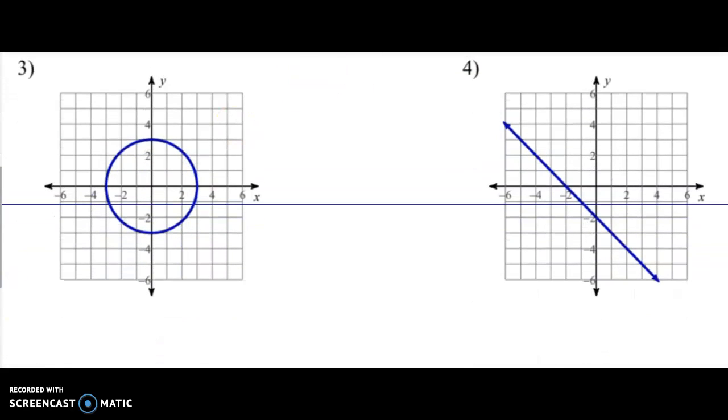For number 3, the x-intercept crosses at -3 and +3. So you have two x-intercepts on that one. This is also two zeros. Y-intercepts. Where does it cross the y-axis? It crosses at + and -3 also.